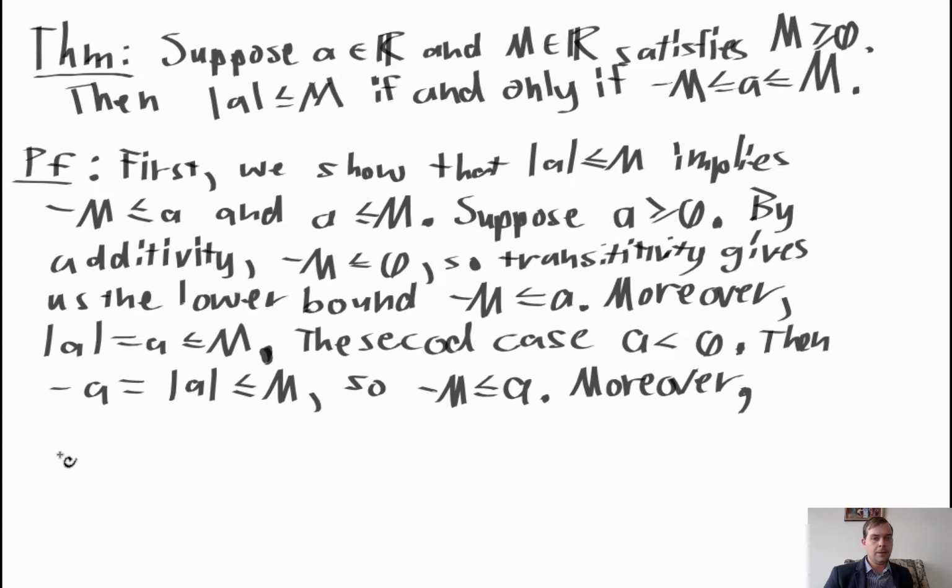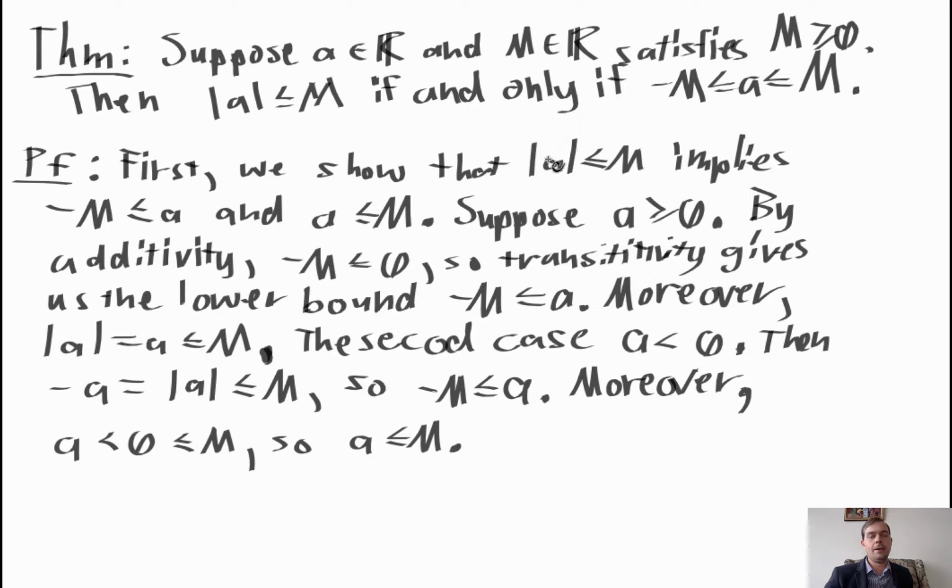The second inequality, we want that a is less than or equal to m. Much like in the last case, we have that a is less than 0, and by assumption m is greater than or equal to 0, so by transitivity we have that a is less than or equal to m. So that was the first part.